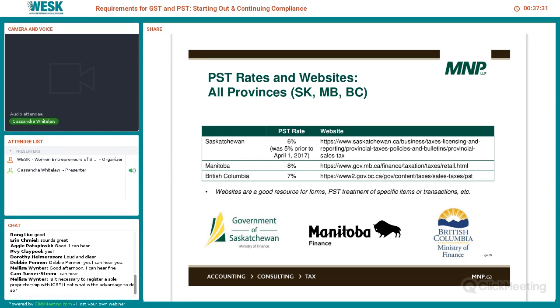So Saskatchewan's PST rate is 6%, Manitoba's 8%, and British Columbia is 7%. On the slide here, I've got the websites for the provinces. These websites are actually a really good resource. They have lots of bulletins regarding the taxability of certain items. They also have access to all of the forms you need and go through the registration requirements and everything. So those are very useful websites.